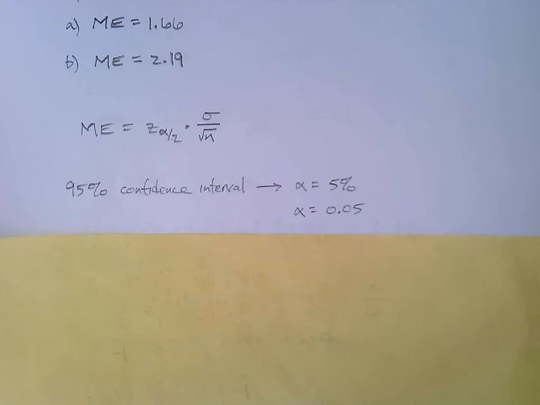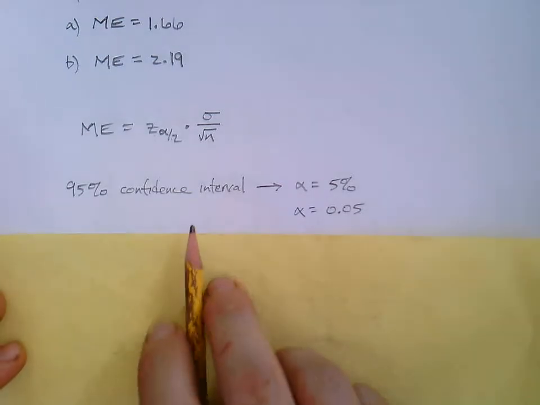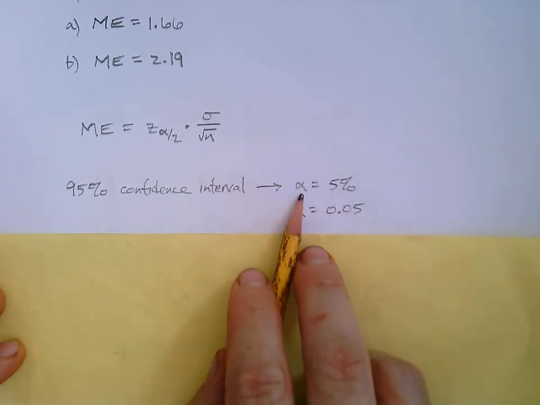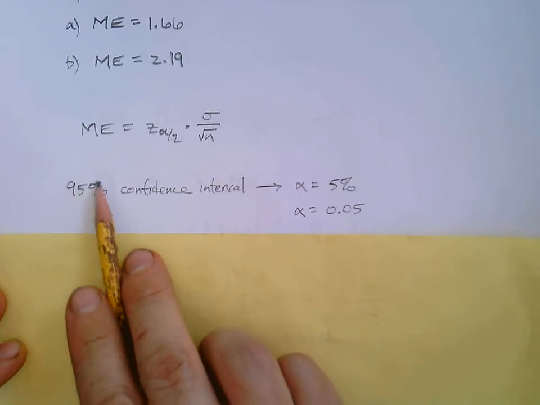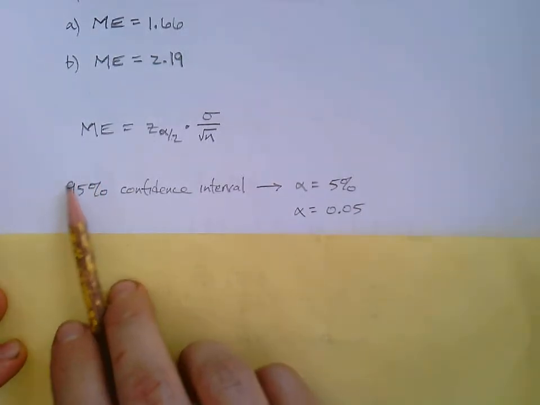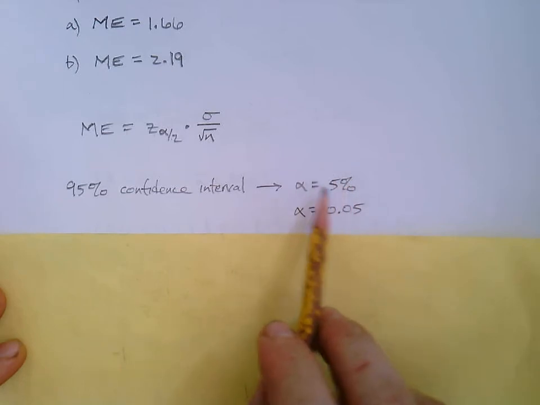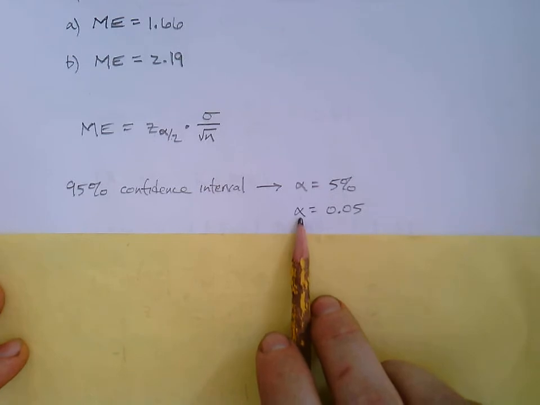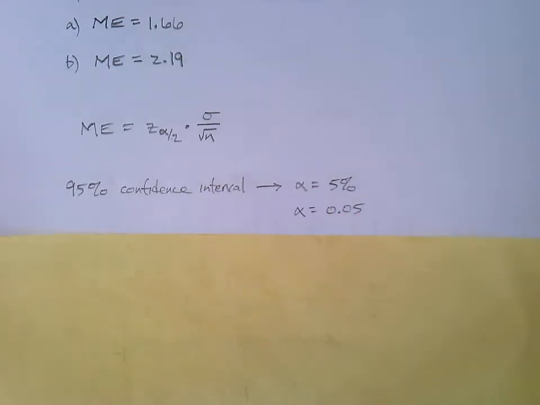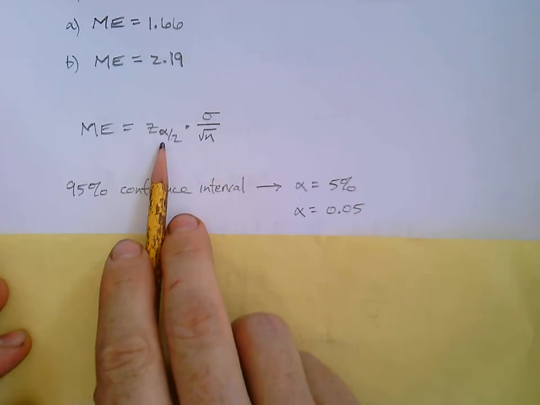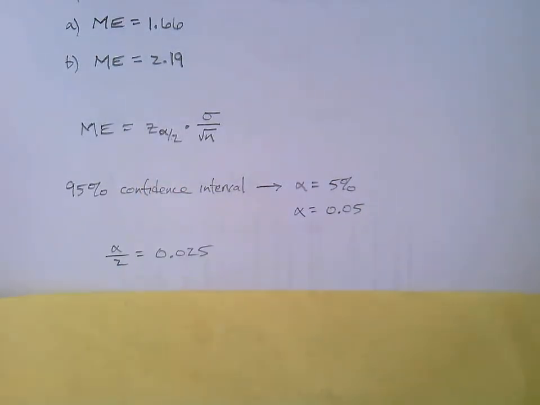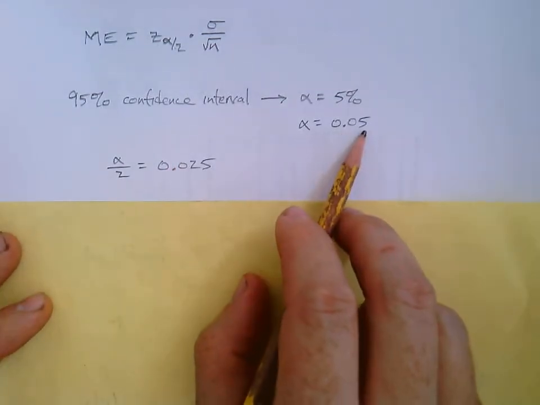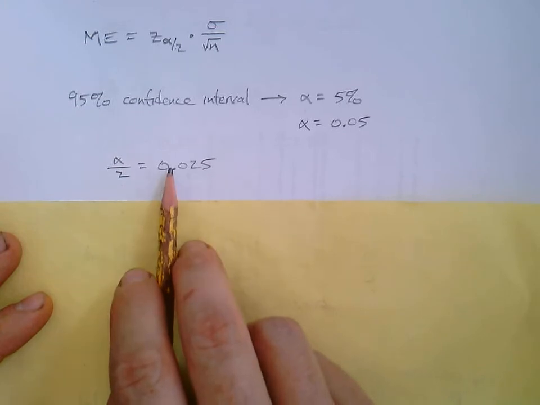If we look at the 95% confidence interval, then the alpha that would go with that is 5%. Okay, the alpha is always what's left over. So if we've got 95% confidence, the alpha is like the uncertainty, right? How much else is there? 5%. Or you might say alpha equals 0.05. Same thing, right? So why would this be alpha over 2? Well, let's take a look. What would be alpha over 2 in this case? Well, take that 0.05 and divide it by 2. 0.025.